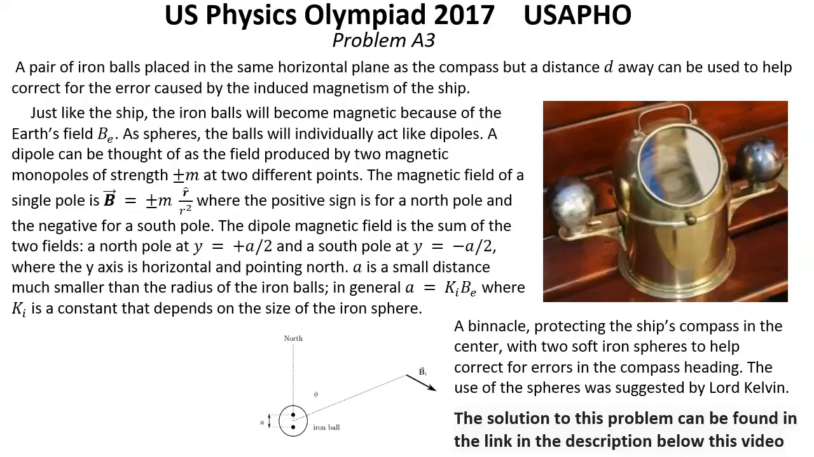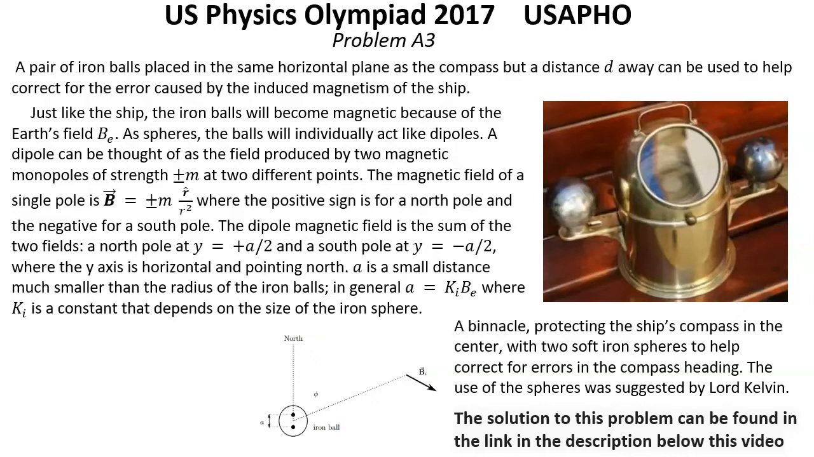In general, A equal Ki multiplied by BE, where Ki is a constant that depends on the size of the iron sphere. On the picture, a binnacle protecting the ship's compass in the center with the two soft iron spheres to help correct for errors in the compass heading. The use of the spheres was suggested by Lord Kelvin.